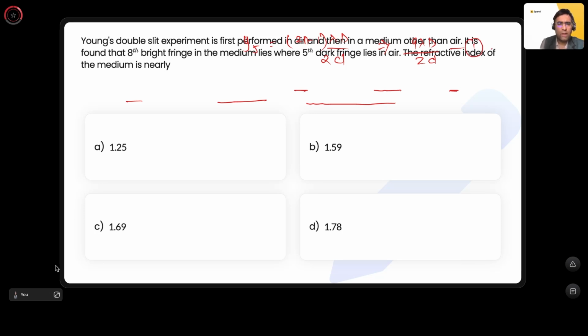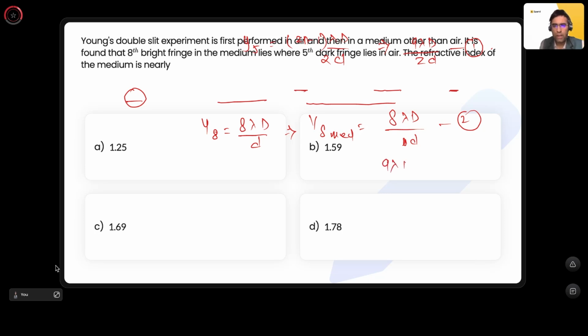Okay. Now, when we do it in medium, the wavelength will become lambda by mu. All right. And यहाँ पर हमें बात करनी 8th maxima की. So, y8 in air पहले निकाल लेते हैं. So, it will be 8 lambda capital D upon small d. And जब मीडियम में करेंगे y8 medium, तो it will become 8 lambda capital D upon mu d. Now, ये दोनों coincide कर रहे हैं, हमसे question में बोला है, so they will be same. So 9 lambda capital D upon 2d will be equal to 8 lambda capital D upon mu d.